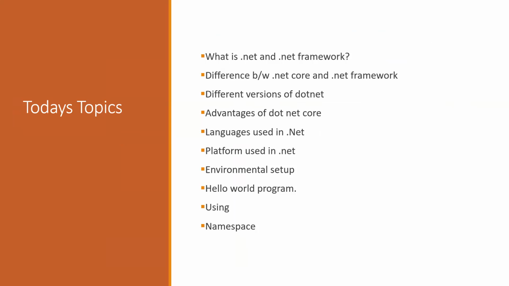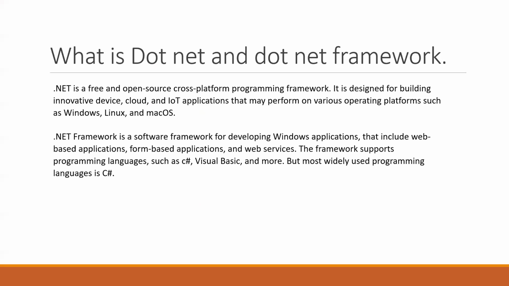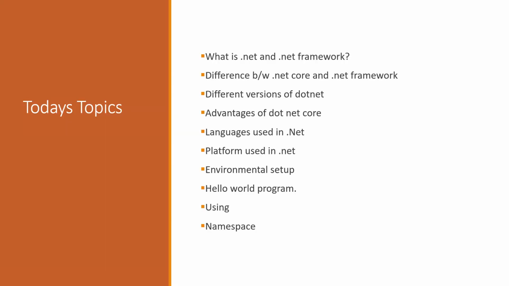So today we are going to discuss .NET and .NET frameworks and the difference between .NET Core and .NET Framework. We'll look at the different versions of .NET Core that are available, and then the advantages of .NET Core. These are the basic fundamentals that we'll look at, and then we'll jump into Visual Studio and do the environmental setup, and see what all languages and platforms we have. We'll create the first program, a Hello World program, and see what using and namespaces are.